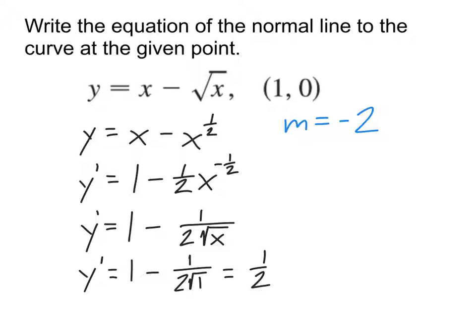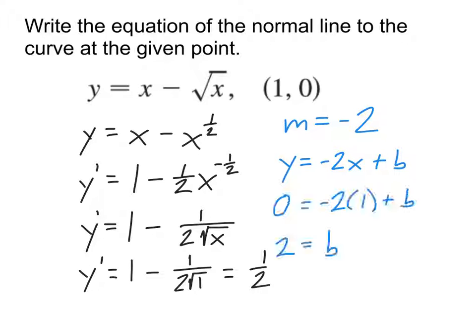And now that I know that the slope of the normal line is -2, I can go ahead and write the rest of the equation, because I know it's going to be y equals -2x plus b. Now I just need to figure out what b is. Okay, when you do that work, you plug in our point that we're actually working with here for x and y. Solve for b, we find that b is 2, therefore your final answer, your equation, is y equals -2x plus 2.